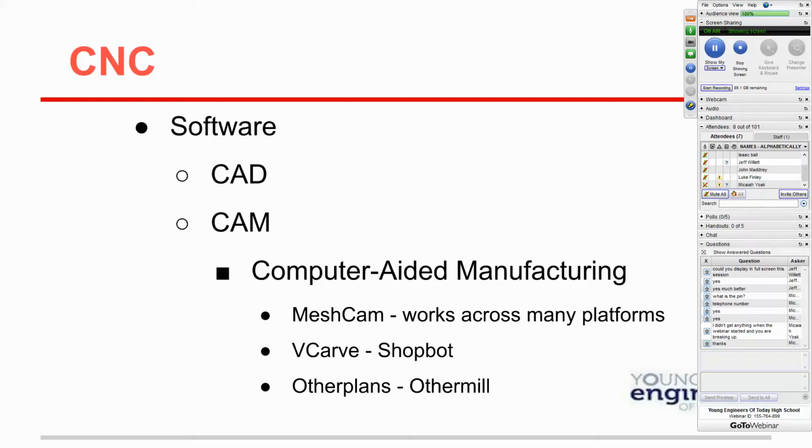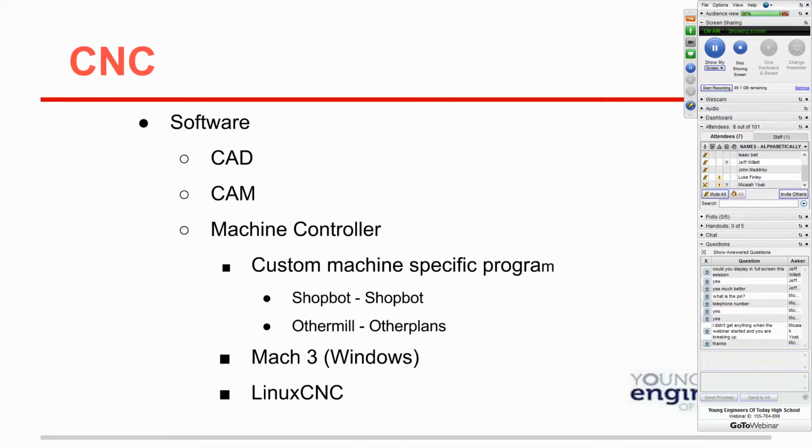VCarve is specifically for ShopBot. Other Plans is specifically for Other Mill, and I believe it's Other Mill that's out in Durham. My memory is failing me right now. And then the machine controller, you might have a custom machine-specific program. So you might have the ShopBot program or the Other Mill program, which are the specific drivers made by ShopBot and Other Mill for their respective brands.